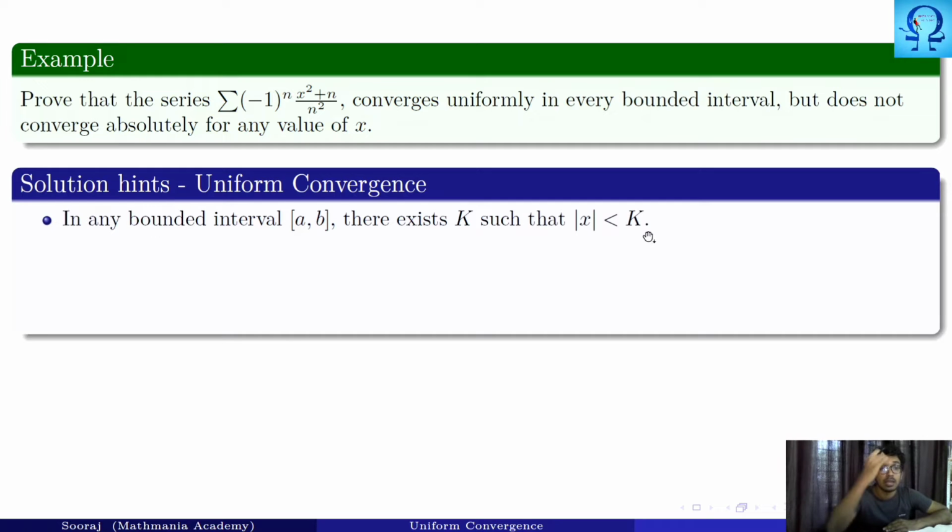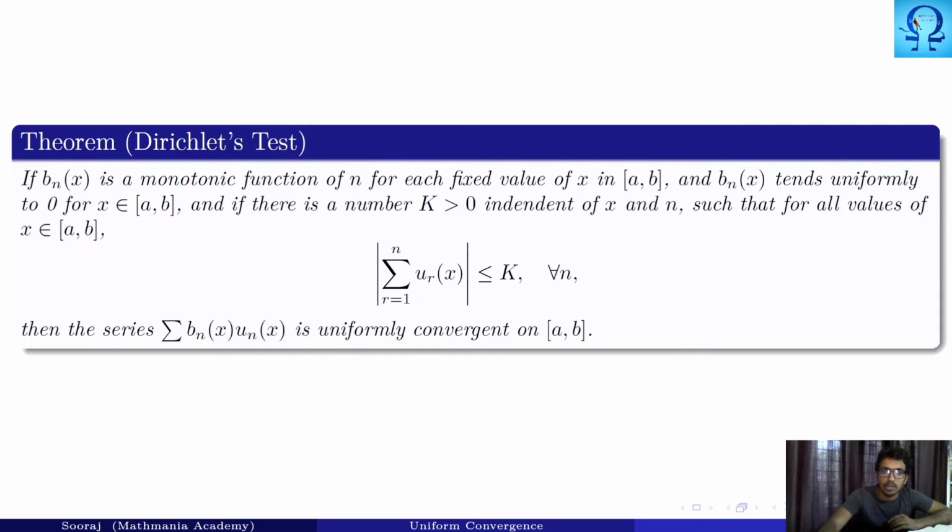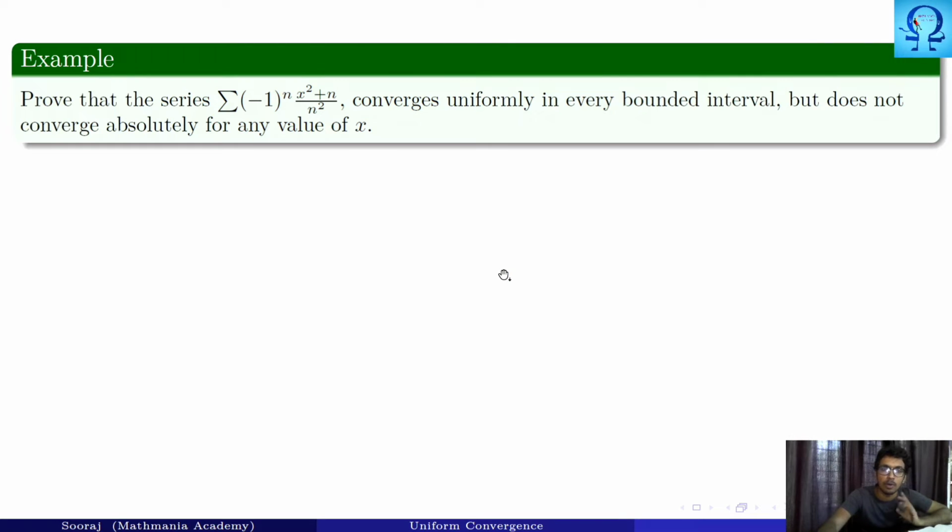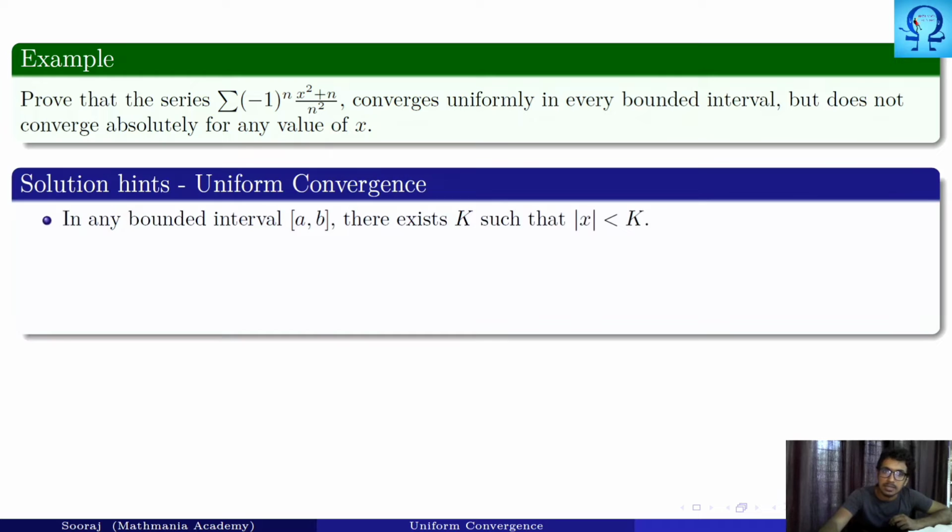Notice that here our Bn is x square plus n upon n square, and un is minus 1 to the power n. So here our un is oscillating finitely. What is the condition that we need to establish? It is that the series is uniformly bounded. So what would the series sum to? It will either sum to minus 1 or 0. So 1 will serve as the bound. It oscillates finitely, hence it is bounded.